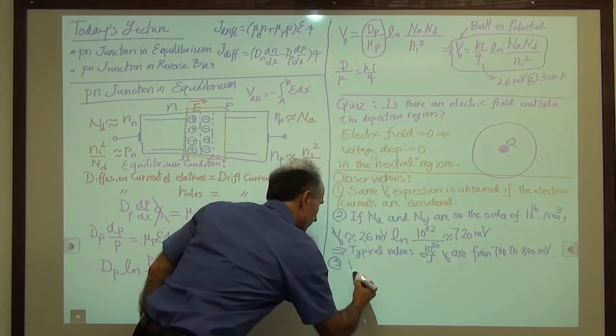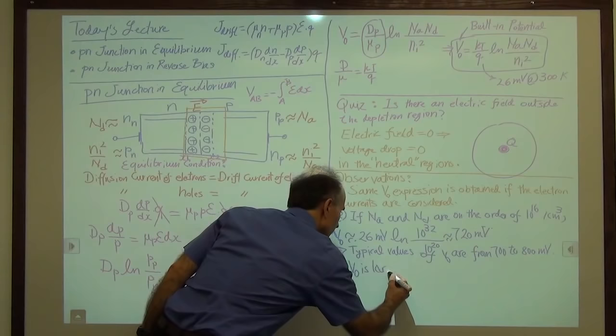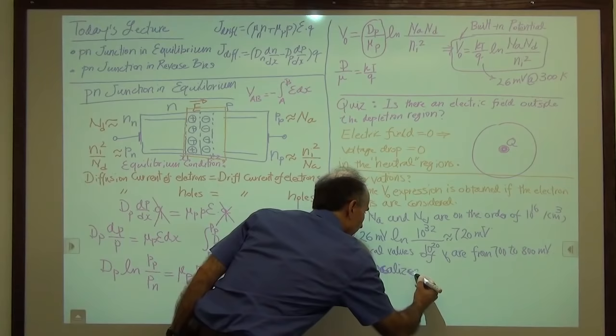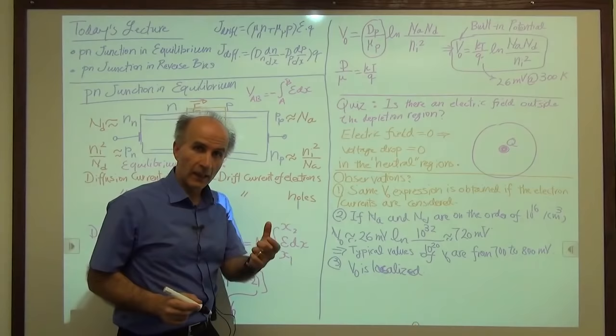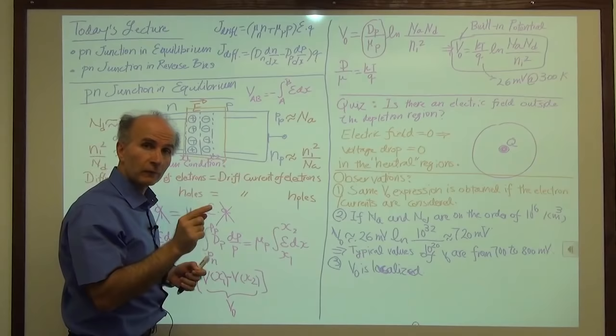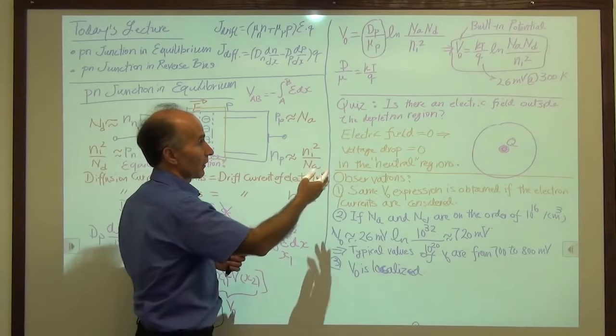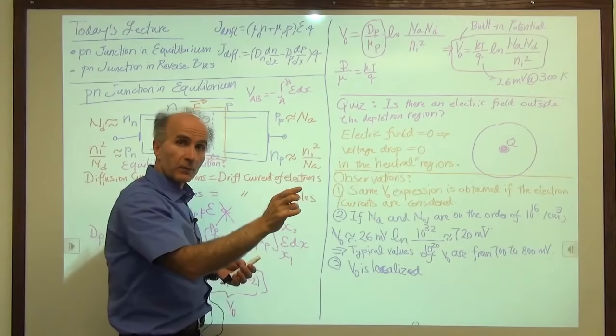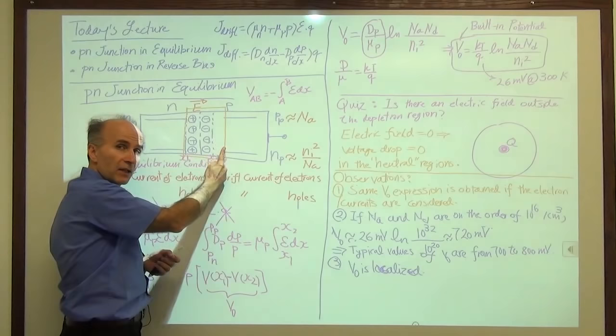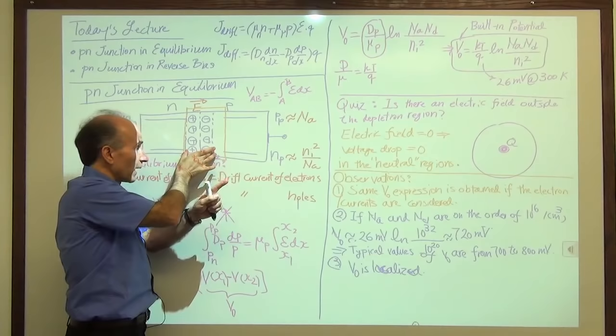V0 is localized. And by that, I mean the V0 that we have calculated exists only from here to here. We do not have any other voltage in these areas, in these regions. And we saw the reason for that just now, right? Because we said the electric field was zero, the voltages were zero, so the only voltage that we have is localized to this edge of the depletion region and this edge of the depletion region. If you measure the voltage difference between these two, we get that amount. If we go any farther, we don't have any voltage contribution by this section and that section.